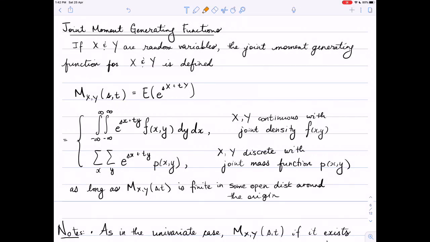Hello and welcome back to moment generating functions. In this video we're going to talk about joint MGFs, or joint moment generating functions. And so now we have two variables.